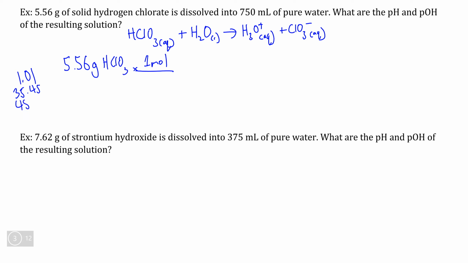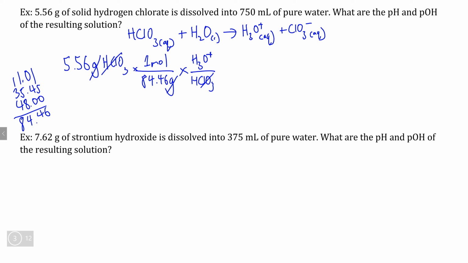16 times 3 is 48. And if you check my arithmetic to make sure I don't do anything wrong, the molar mass should come to 84.46 grams per mole. Now, the next step is not strictly necessary, but remember that pH is always the negative log of the concentration of hydronium, so we should convert this from chloric acid into hydronium just to make sure that we have the correct units.